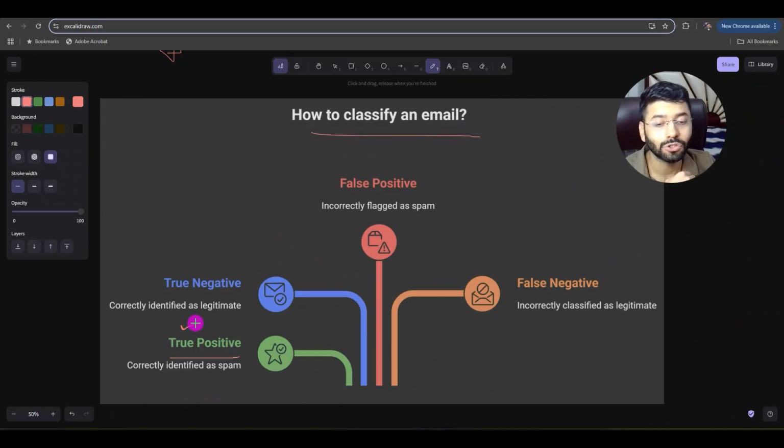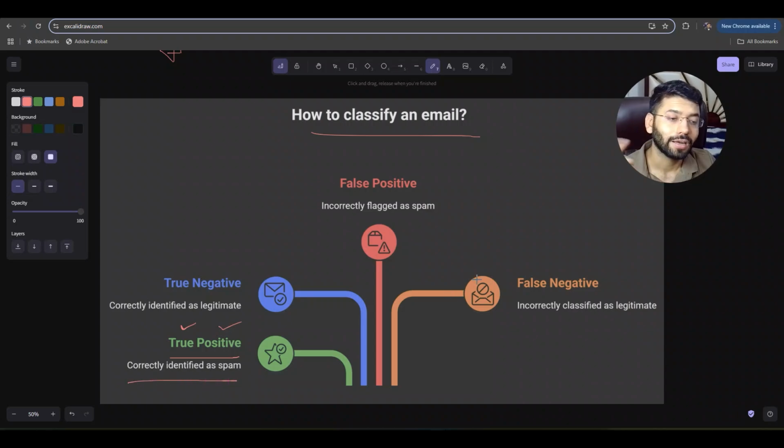So the first half is true, it means you did correct prediction, and the second half is positive, which is the actual. In a spam, if positive means it was a spam email, so it was actually a spam email and you predicted it correctly, so correctly identified as spam.